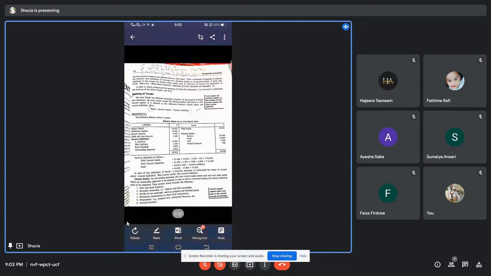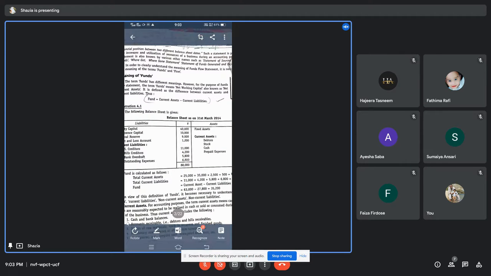After the meaning of funds, you also write down this. Funds is nothing but current assets minus current liabilities, and funds are also called working capital. Working capital is equal to current assets minus current liabilities.